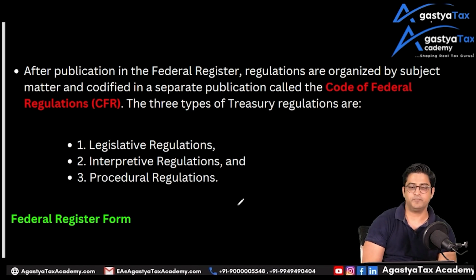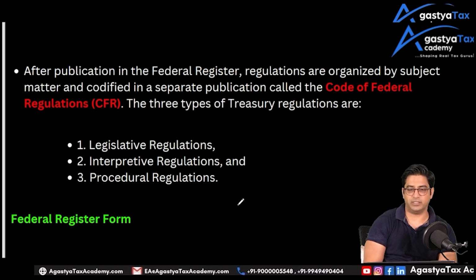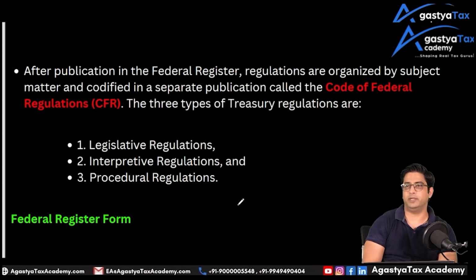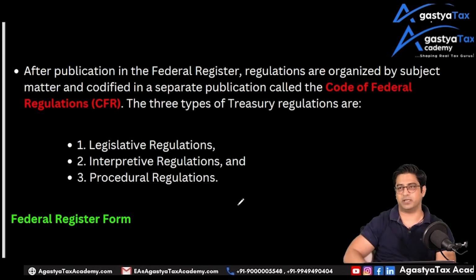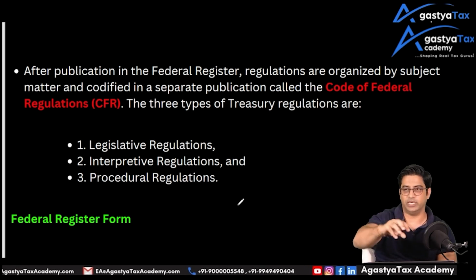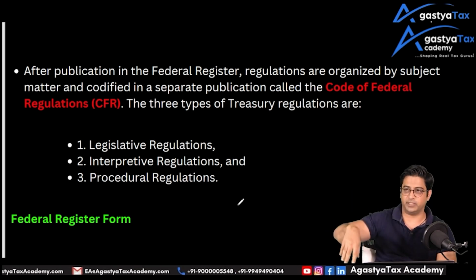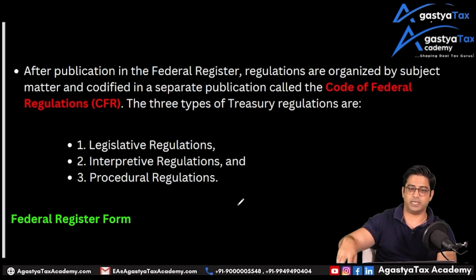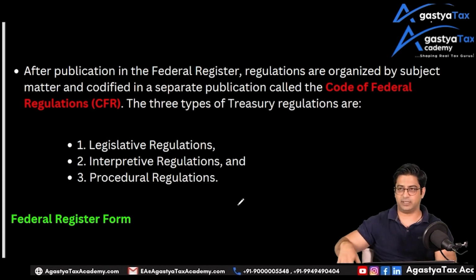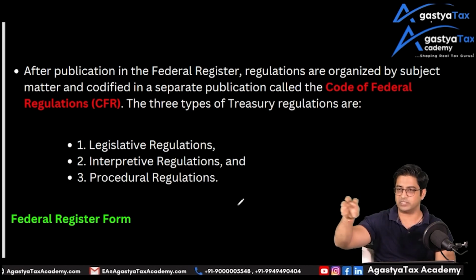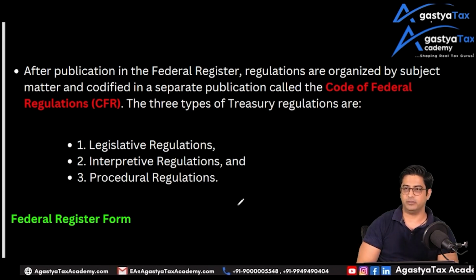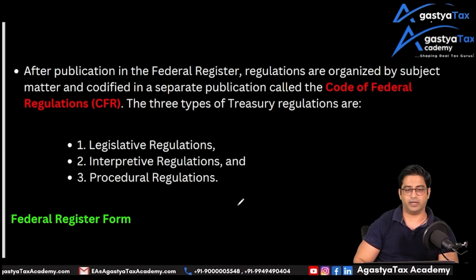So what are we saying? Once this is published in Federal Register, these regulations will be with different subject matter, right? It can be with respect to an individual, an entity, or some representation. So based on each subject matter, this will be categorized and divided and then made into a separate publication called CFR, Code of Federal Regulations.